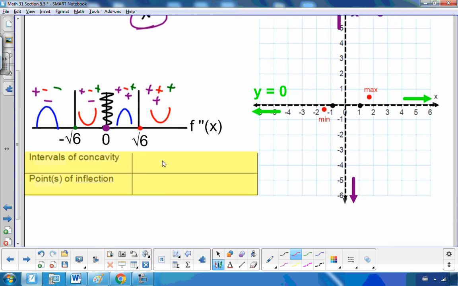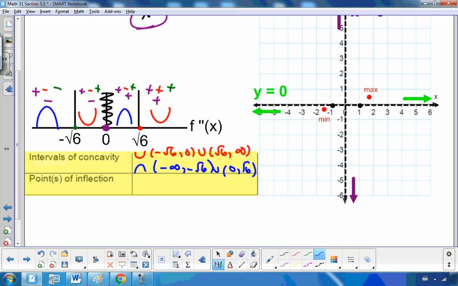So let's list out our intervals of concavity. It is concave up on the interval negative root 6 to 0, or root 6 to infinity. It is concave down from negative infinity to negative root 6, or 0 to root 6.